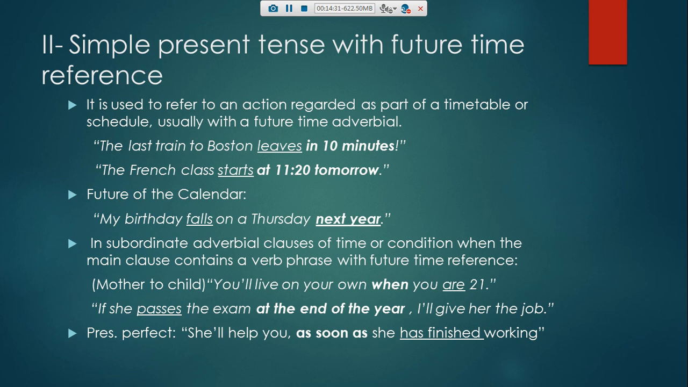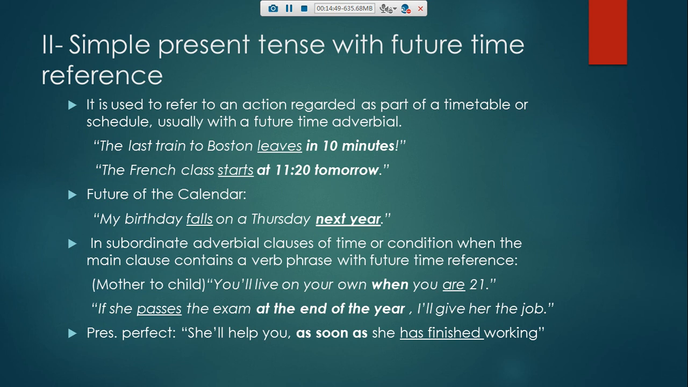We also have what grammarians call future of the calendar, something that will happen for sure, let's say, because it's in the calendar. My birthday falls on a Thursday next year. There's no change in that. You haven't arranged for that to happen. It happens.